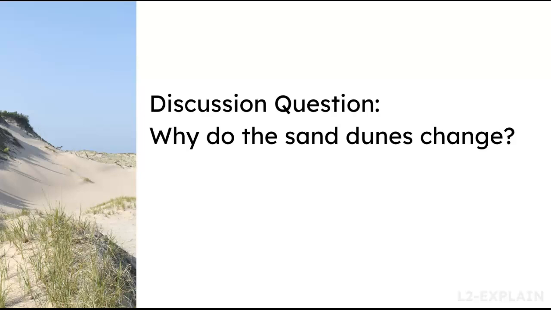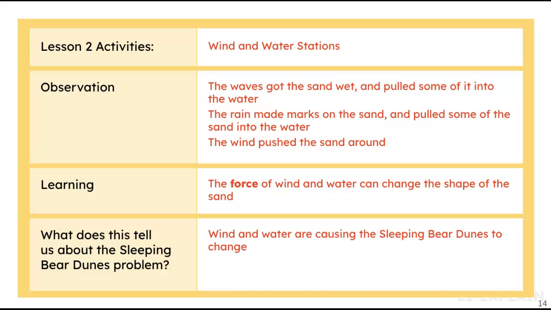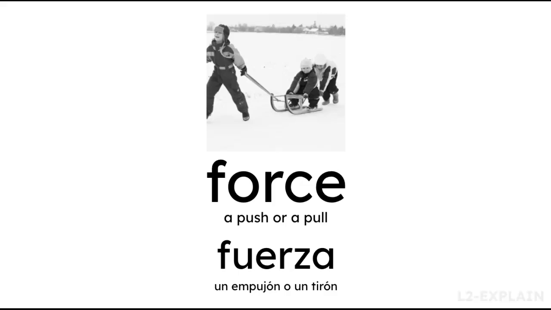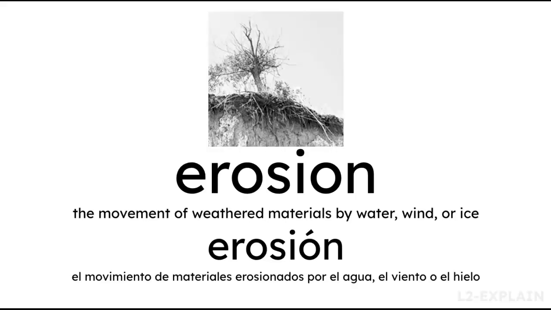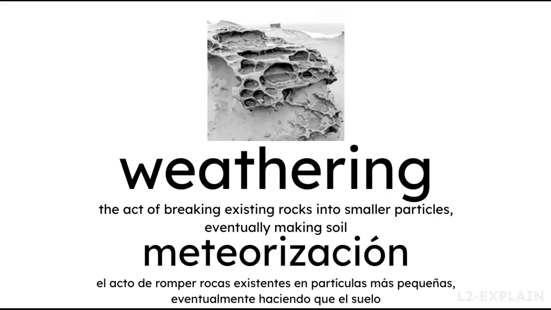In the Explain portion of the lesson, students will engage in a class discussion to share their findings from the wind and water investigations. Use the provided questions to guide your discussion around the question, why do the sand dunes change? The goal of this class discussion is to analyze student data and identify how wind and water can cause changes to the beach. You will use the discussion to create the Lesson 2 summary chart. From the discussion, students should understand that wind and water are causing the Sleeping Bear Dunes to change. During the discussion, you can post the force, erosion, and weathering vocabulary cards.